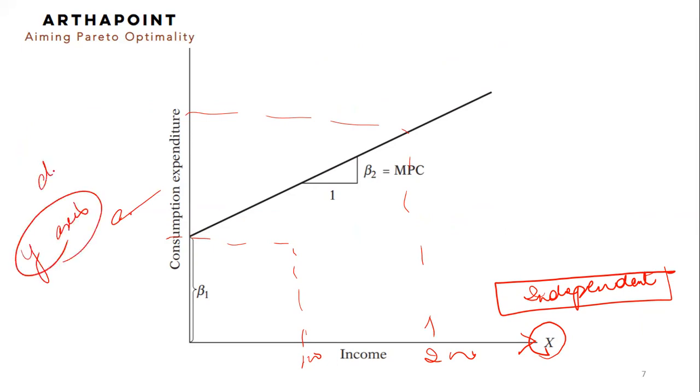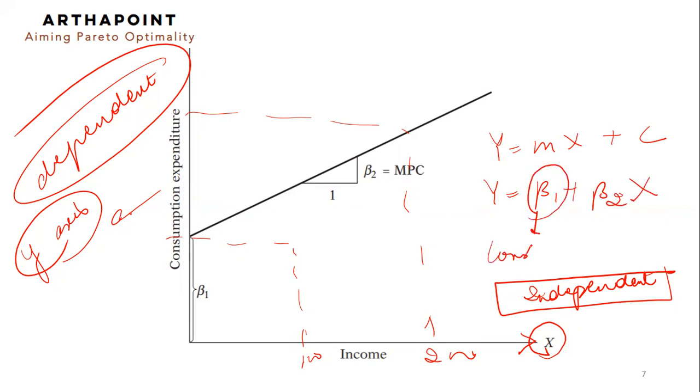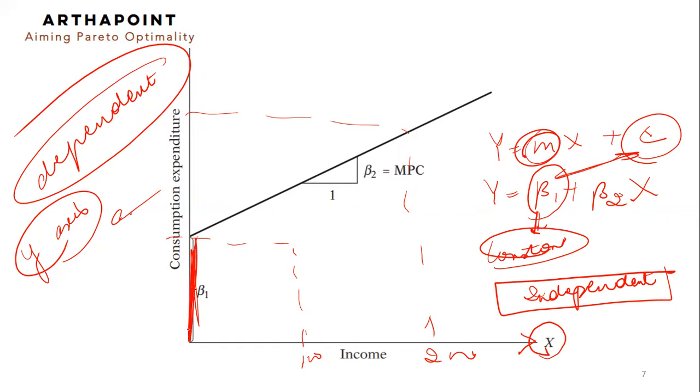A dependent variable will always come on the y-axis. Now, as I just told you, y is equal to mx plus c, and y is equal to beta 1 plus beta 2x. I know that this was the constant, because this is c. This is constant, this is slope. So constant has to always come as an intercept. So beta 1 becomes the intercept.